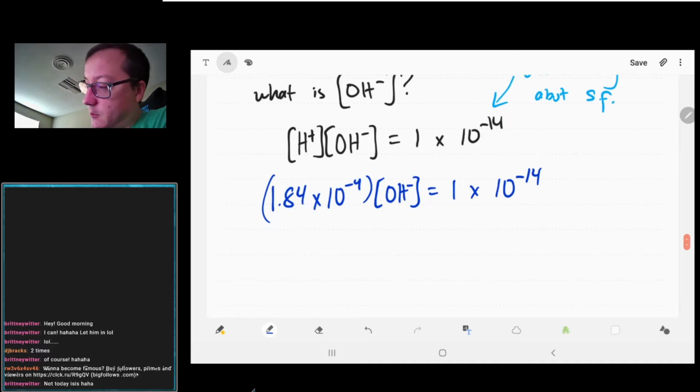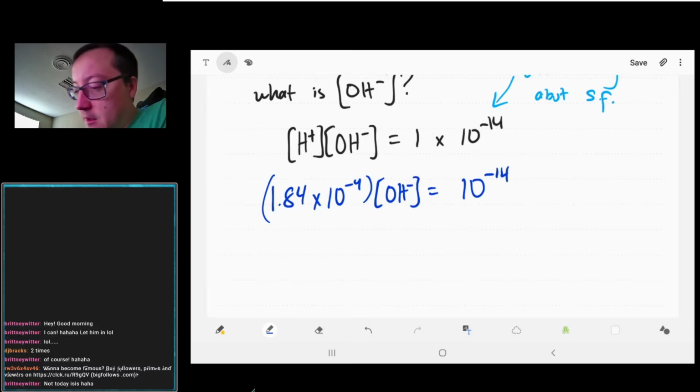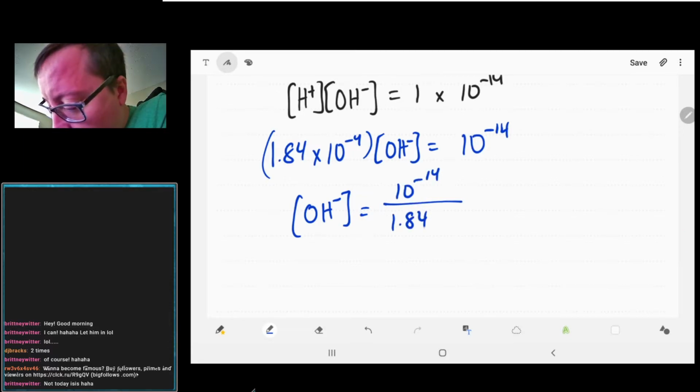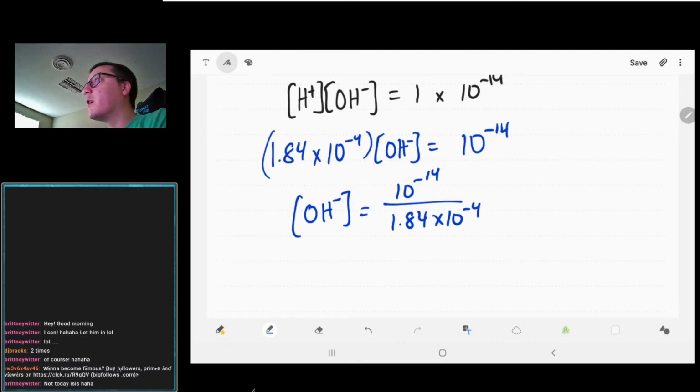And in fact, just for shorthand, because it's 1 times, I'm just going to say 10 to the negative 14. You're welcome to do this as well. It's just kind of an extra step to write the 1 times, right? Nobody cares about 1 times. So that tells us that OH minus is 10 to the negative 14 divided by our other number there.